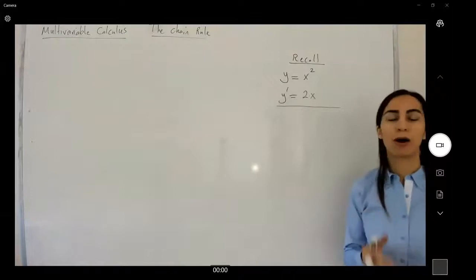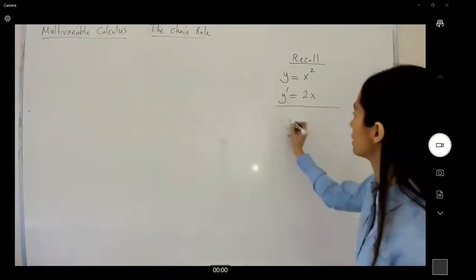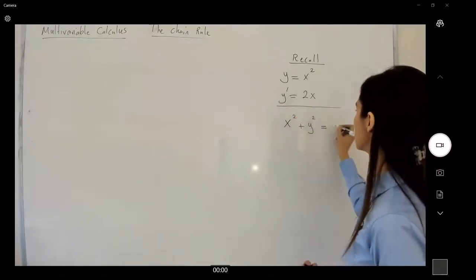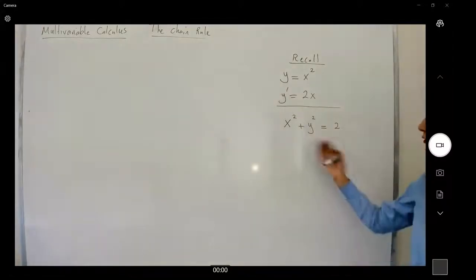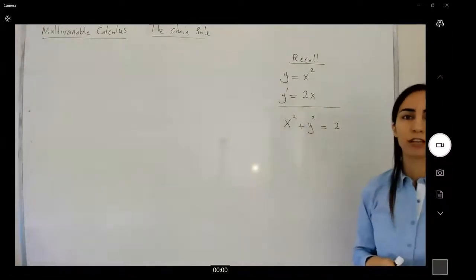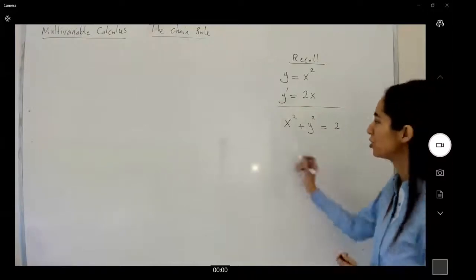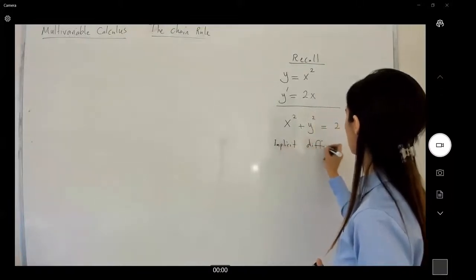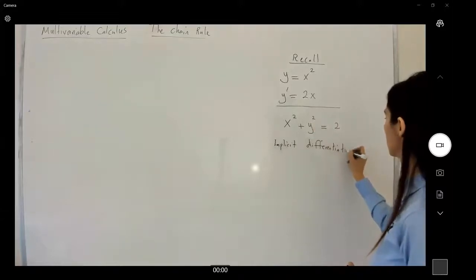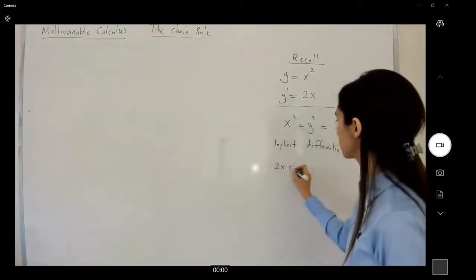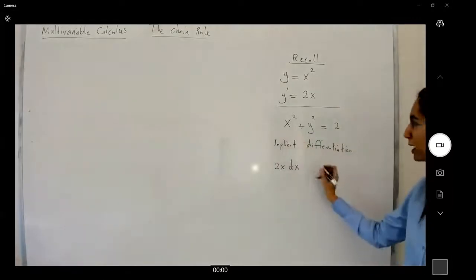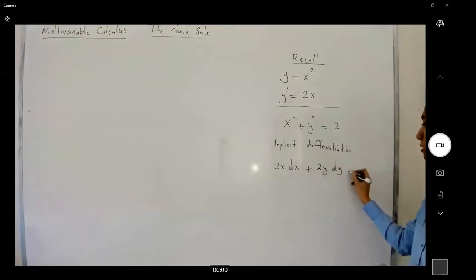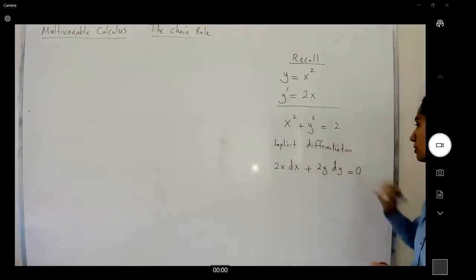Sometimes you have a more complicated function defined this way: x squared plus y squared equals 2. If they say take the derivative of the function, you can use implicit differentiation. You have 2x dx, taking the derivative with respect to x, plus 2y dy, the derivative with respect to y, equals the derivative of the constant, which is 0.